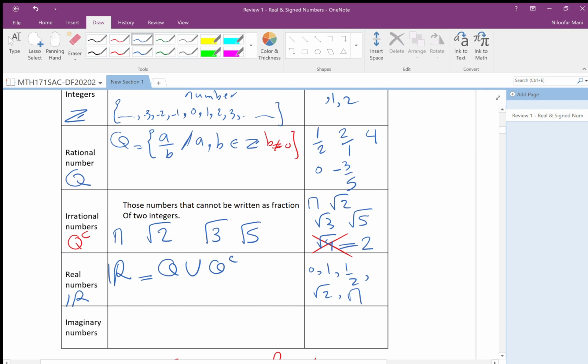Imaginary numbers. Imaginary numbers are those numbers that if you square them, the result is negative.